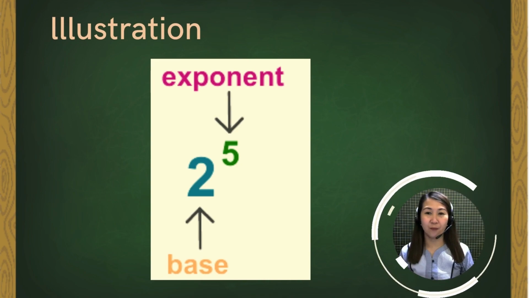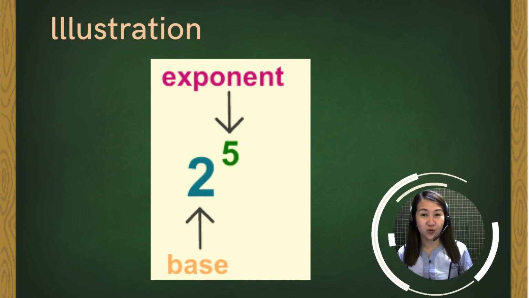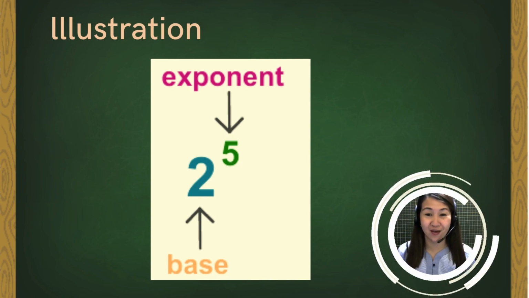And this is our example. 2 to the fifth power. Our base is 2 and our exponent is 5.